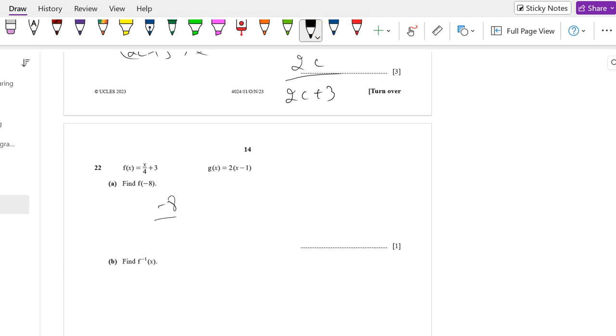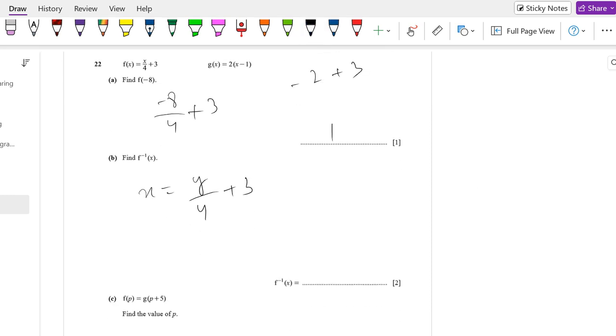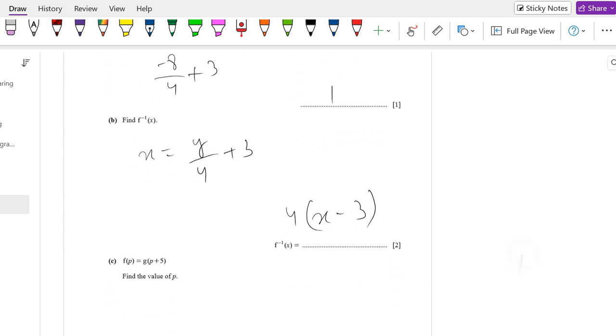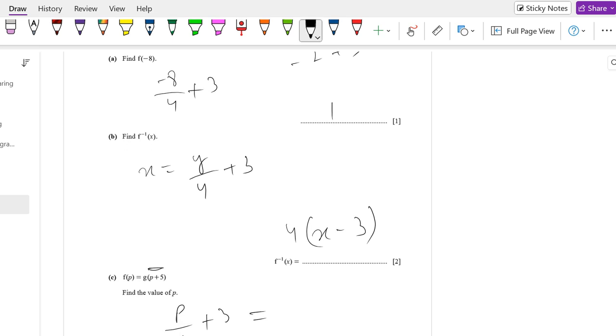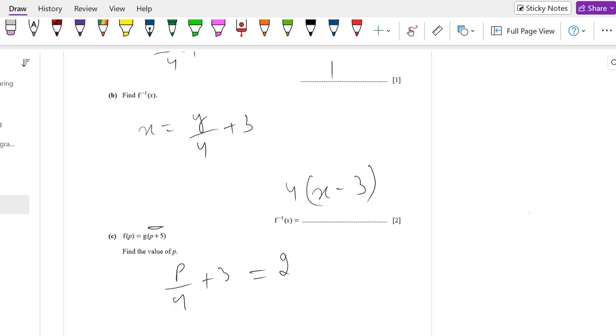Putting minus 8 at the place of x will give you 1. For inverse, it should be x minus 3 multiplied by 4. First put p in f. P over 4 plus 3 is equal to, now put p plus 5 in the x of g, p plus 5 minus 1.